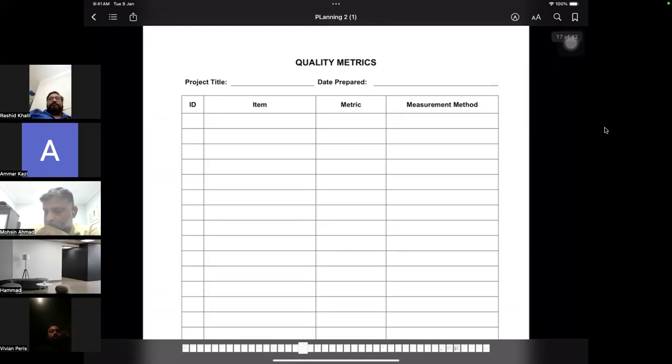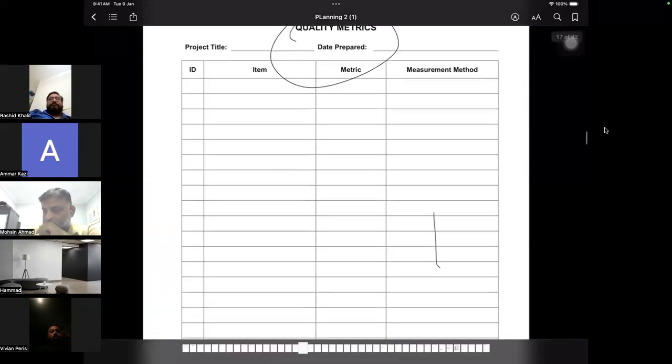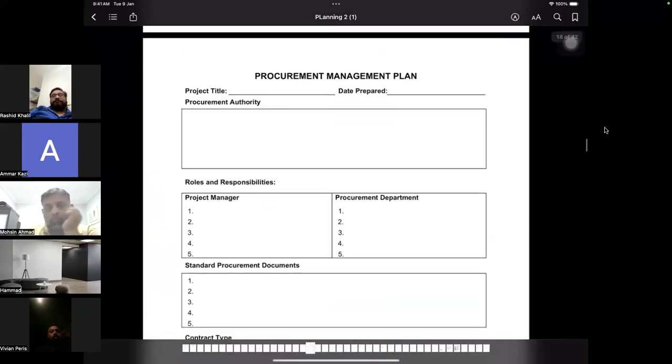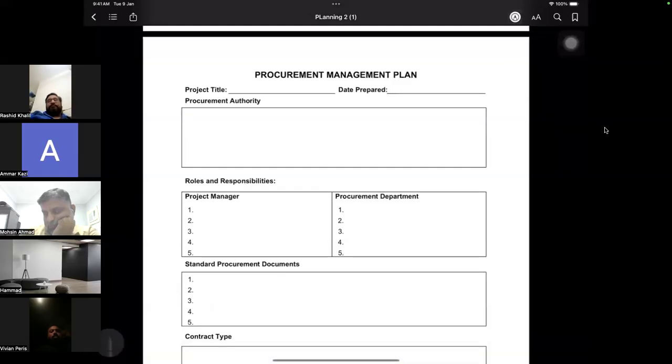Okay. Quality metrics, KPI metrics that we are going to use. Then the procurement management plan. The procurement management plan is going to talk about how the procurement will happen. Who has the authority here? Now, Rashid, we have had many conversations on the procurement topic. Here we are stating straightforwardly the procurement authority. Who has the authority in that? How the procurement will happen in the project, we are putting it here.